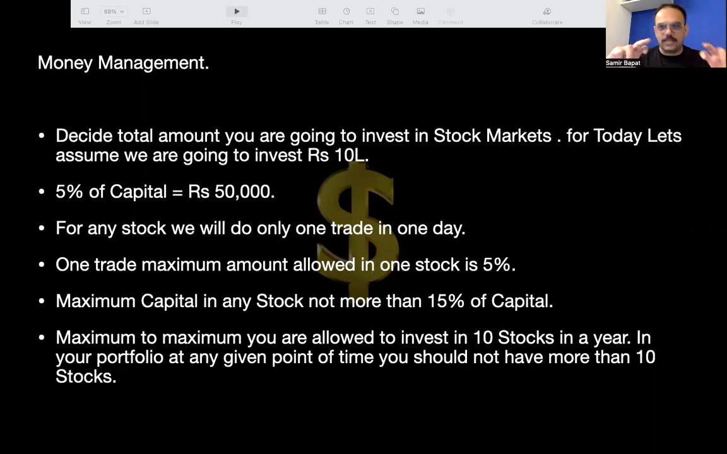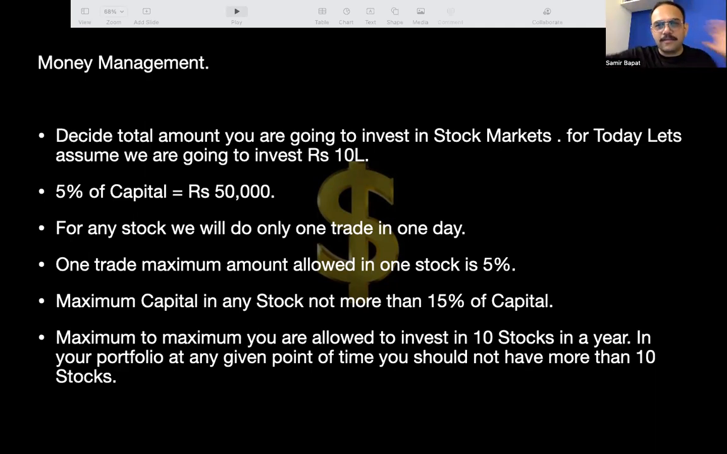So this portion is very, very important. If you follow these rules of investment, I can assure you it will be very difficult for you to lose money in the stock market, because money management is the first step of investing in the stock market. You have to manage your position sizing, how much you'll invest, in how many stocks you'll invest.